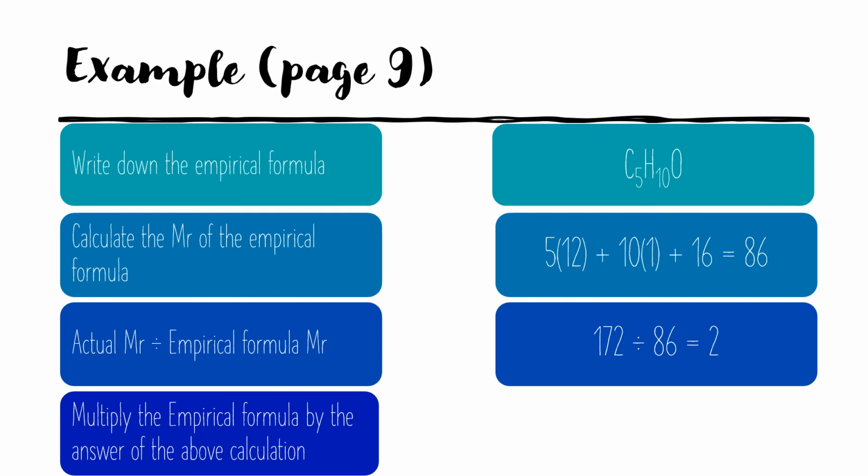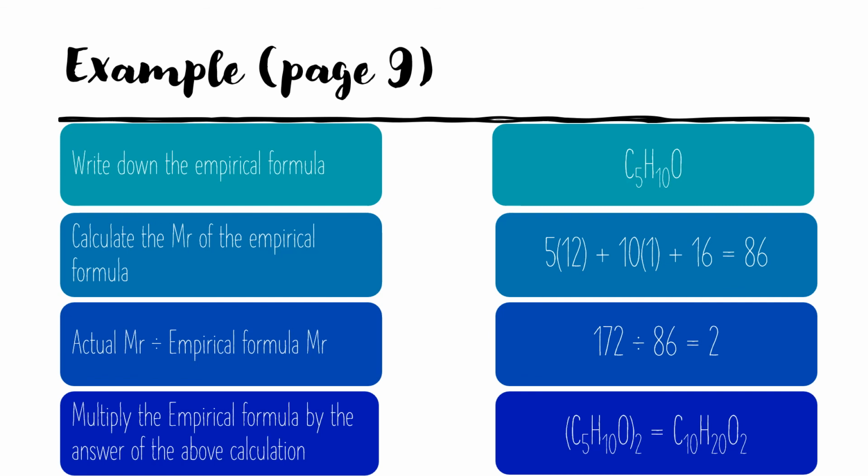Multiply your empirical formula by the answer of the above calculation, and you should get C10H20O2. So follow those 2 slides there, write down all your working out in that space, and that's how you would do that. Taking these 2 ideas that we've learnt in these 2 lessons and putting them together. Calculate your empirical formula first, just as you would have done in the previous lesson, and then calculate your molecular formula using that information. So not too hard to do at all.